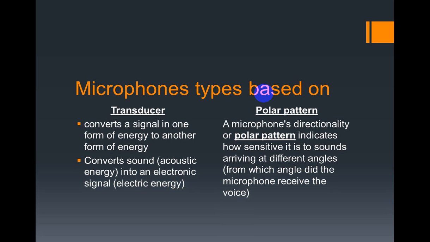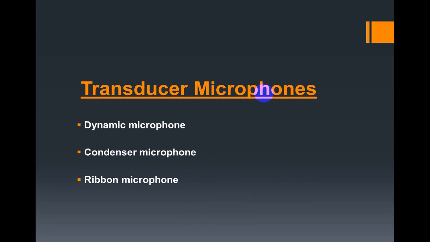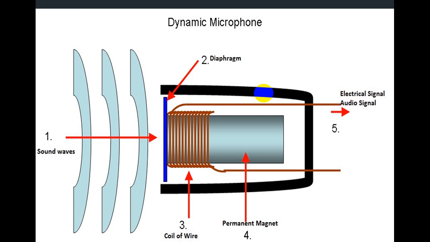In this presentation, I will talk about the transducer aspect to differentiate between the famous types of microphone. So depending on the transducer, its component, how the transducer works, the most famous types of microphone are dynamic microphones, condenser microphones, and ribbon microphones. So let us see how the transducer of the dynamic microphone works.